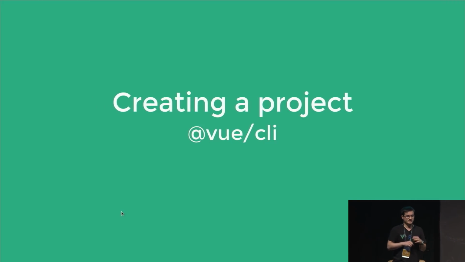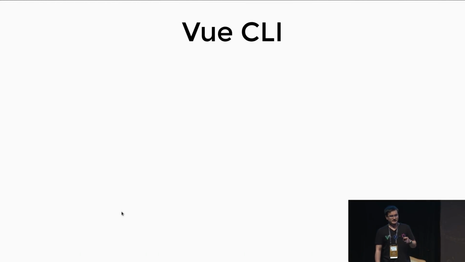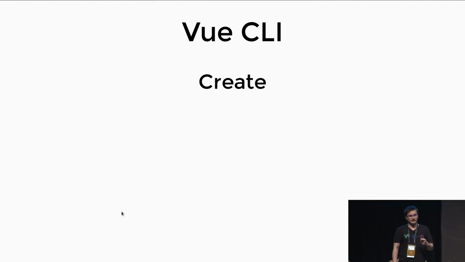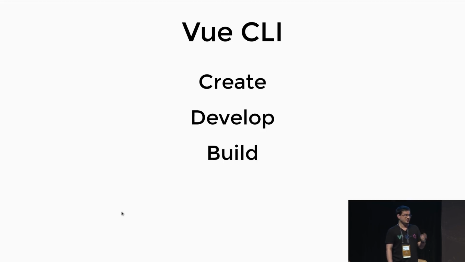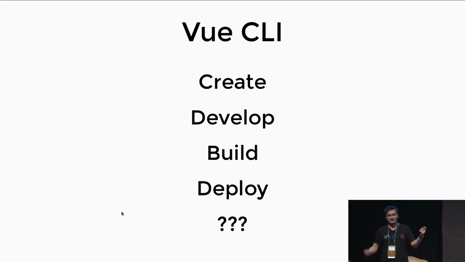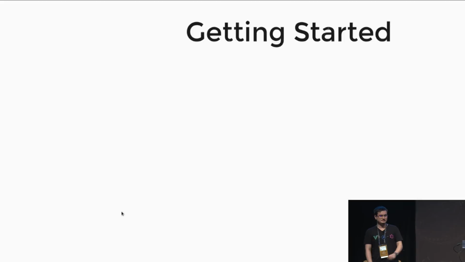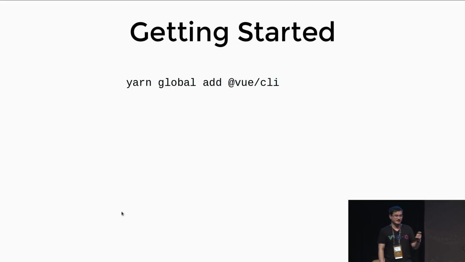with Vue CLI, which is a new tool we released this year. You can install it with this package, @vue/cli. It's basically the tool that allows you to create, develop, build, and deploy on anything really, your app. So it's a very flexible and very powerful tool. Previously, Vue CLI was just a scaffolding tool to generate new projects, and now it's way more powerful. So how to get started using it?